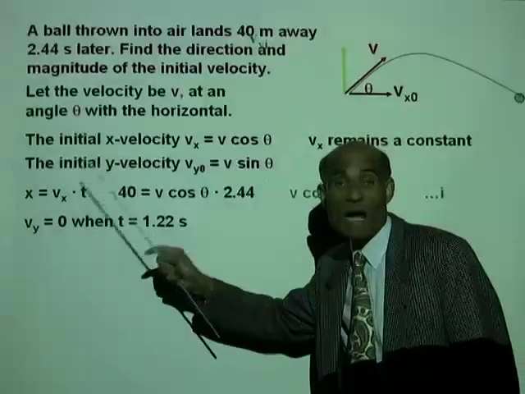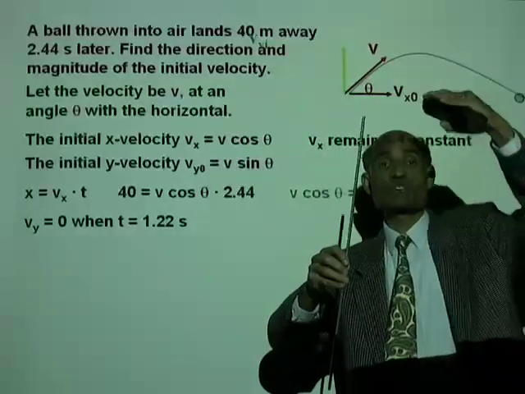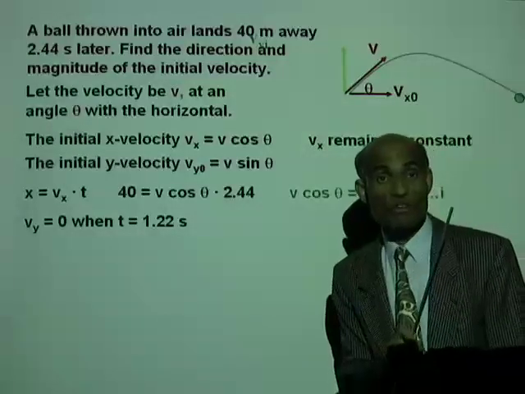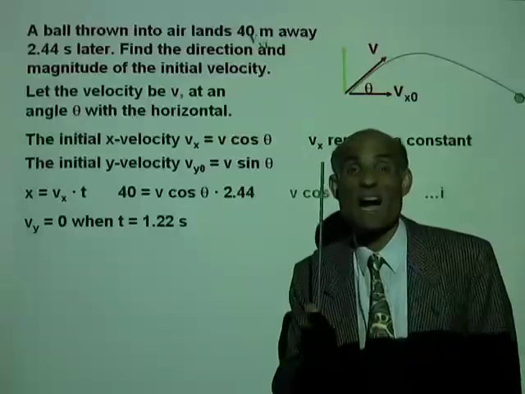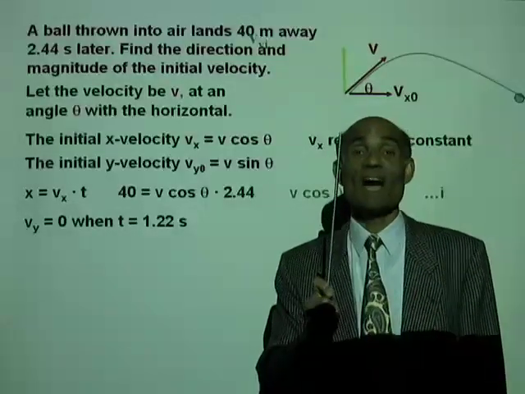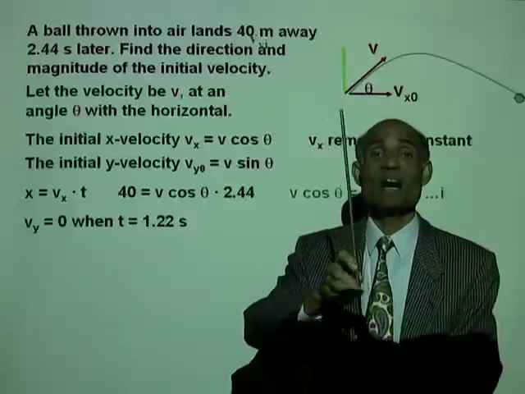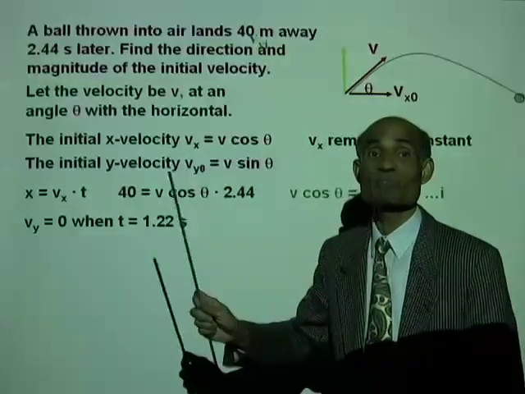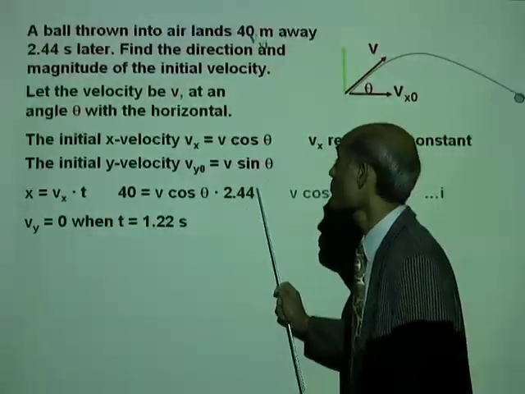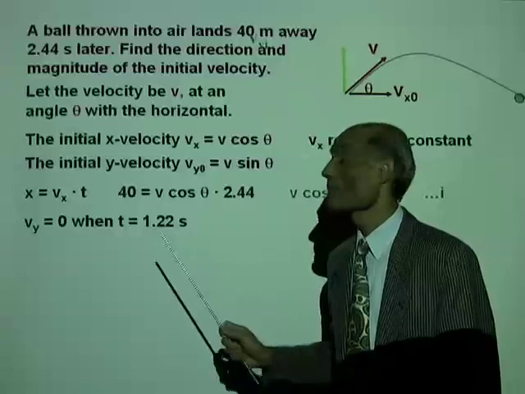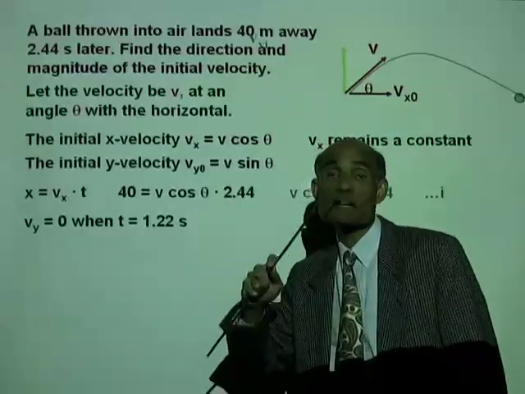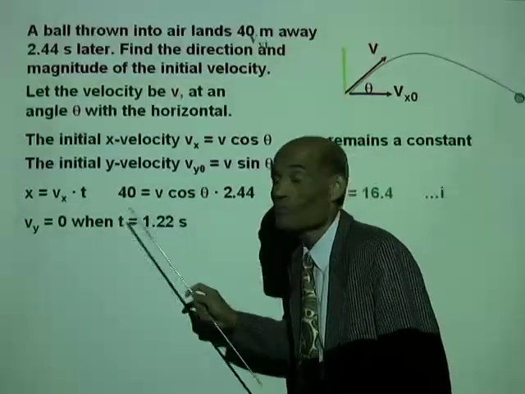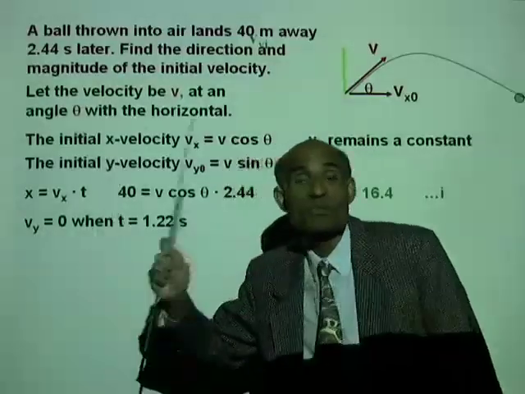Now, what is the vertical velocity when it reaches the maximum height? The vertical velocity will be 0, and what is the time taken to achieve that? Half the time of flight. The time taken for the projectile to reach the maximum height is half the time of flight. If 2.44 is the time of flight, the time taken to reach the maximum height is 1.22 seconds. And at that time, the y velocity will be 0.